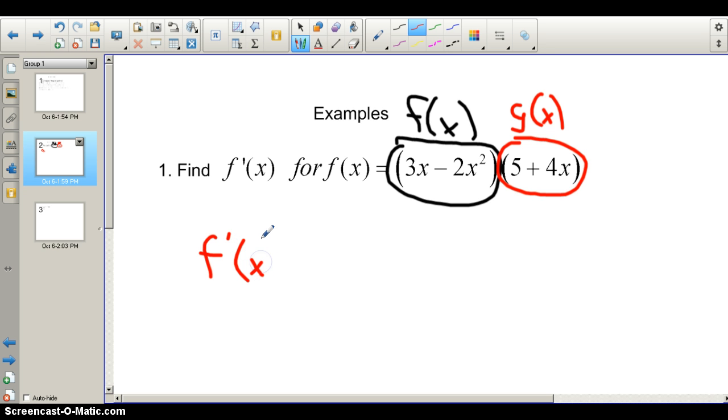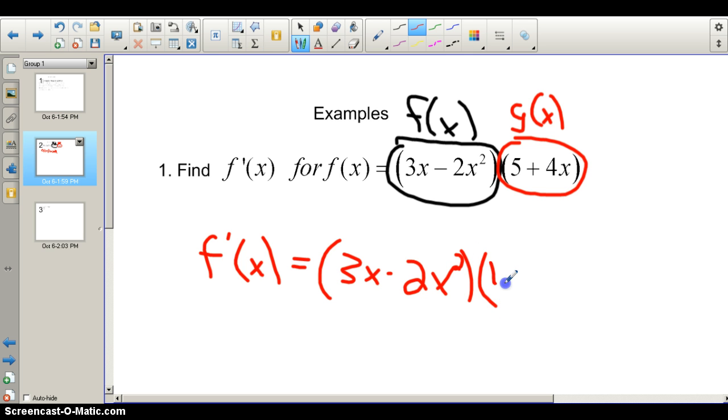So according to the product rule, we'll do our first function, f of x, 3x minus 2x squared, times the derivative of the second function, which is 4, plus the second function, 5 plus 4x, times the derivative of the first function, which is 3 minus 4x.